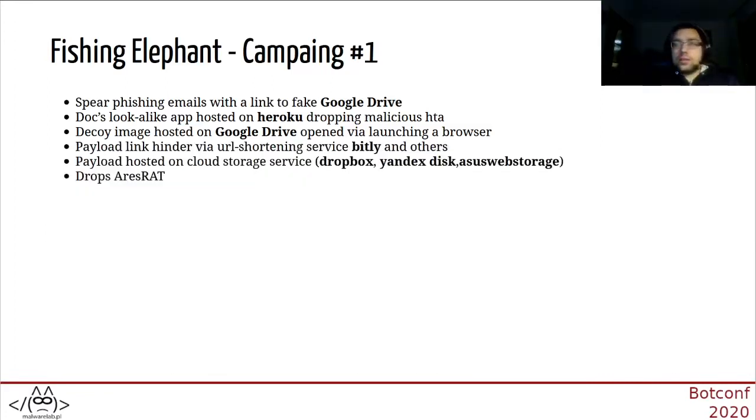The link for the final payload was hidden under Bitly and sometimes others. The payload was hosted on cloud storage services like Dropbox, Yandex.Disk, ASUS Web Storage, and similar. And at the end, they dropped aaS-rat, which is a very simple Python RAT that you can find on GitHub.